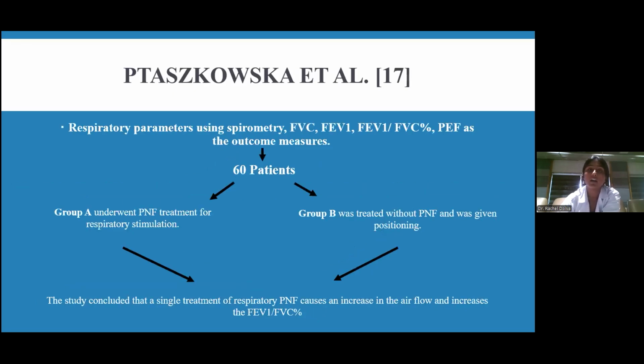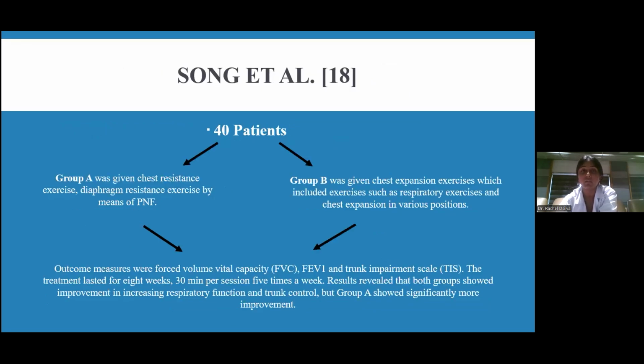Tzolka et al., in their study, used respiratory parameters such as spirometry, FVC, FEV1, FEV1 by FVC ratio, PFT as their outcome measure. 60 patients were used, where Group A was given PNF treatment for respiratory stimulation, and Group B was treated without PNF and was given positioning. The study concluded that a single treatment of respiratory PNF causes an increase in airflow and increase in the FEV1 to FVC ratio.